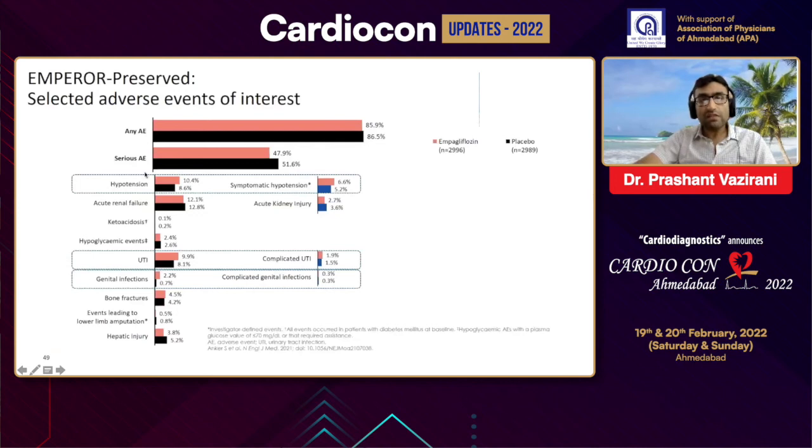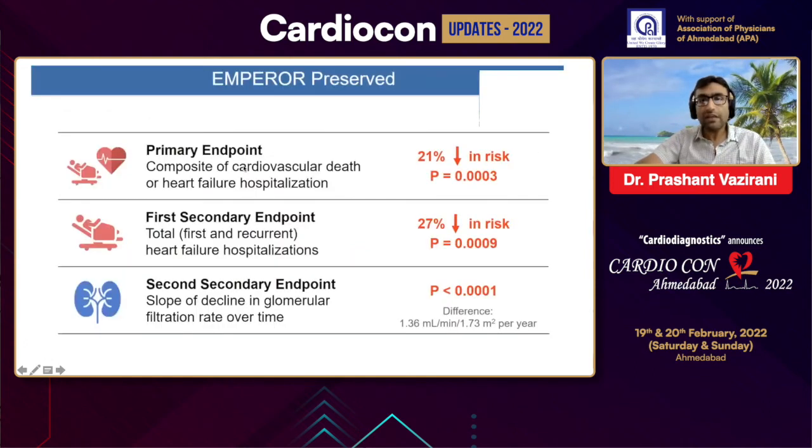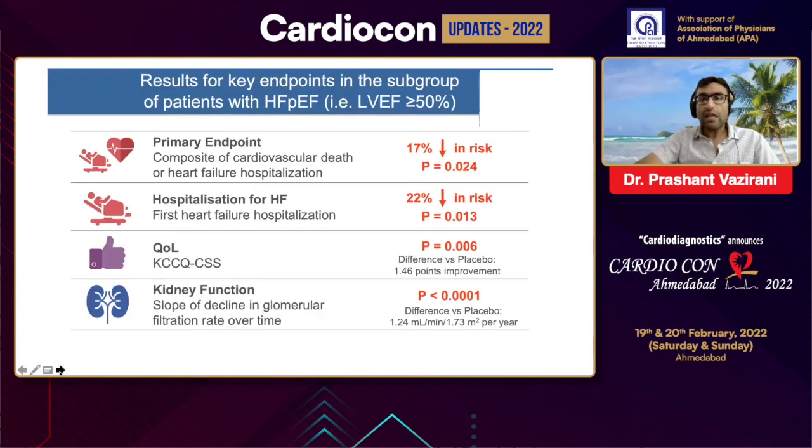And what were the adverse events? This was a pretty stable drug. There was not much of a difference between empagliflozin and the placebo. So it was a safe drug for HFpEF. So all 3 endpoints were achieved in patients of HFpEF. That is, the primary endpoint, secondary endpoint, and the secondary endpoint of eGFR were achieved. And if you consider the subgroup analysis of patients with EF of more than 50% only, then also the primary endpoint, your recurrent heart failure hospitalization, your quality of life, your kidney function, all of these were achieved.